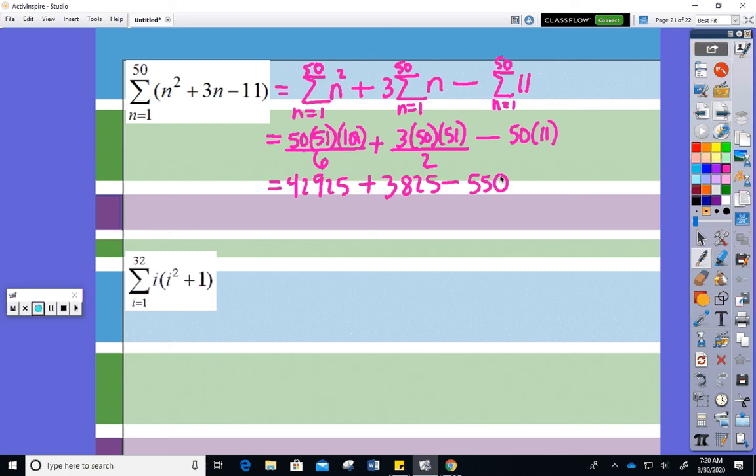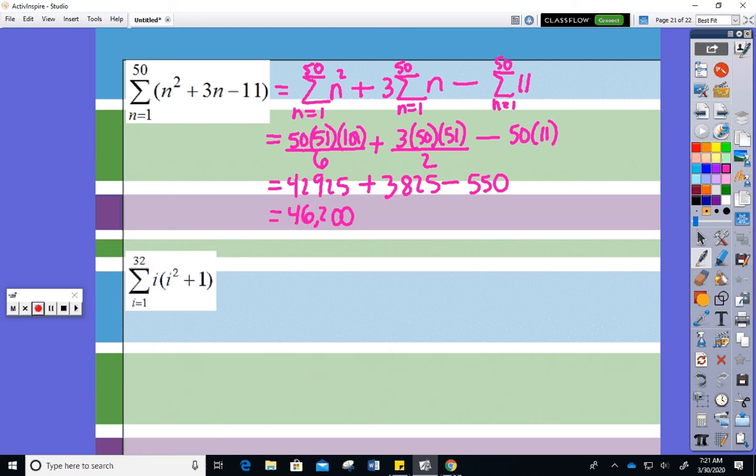So 42,925 plus 3825, and then minus 550 works out to be 46,200. That's what I'm getting on my calculator. I hope you're doing these on your calculator too, so you can see where this is coming from.